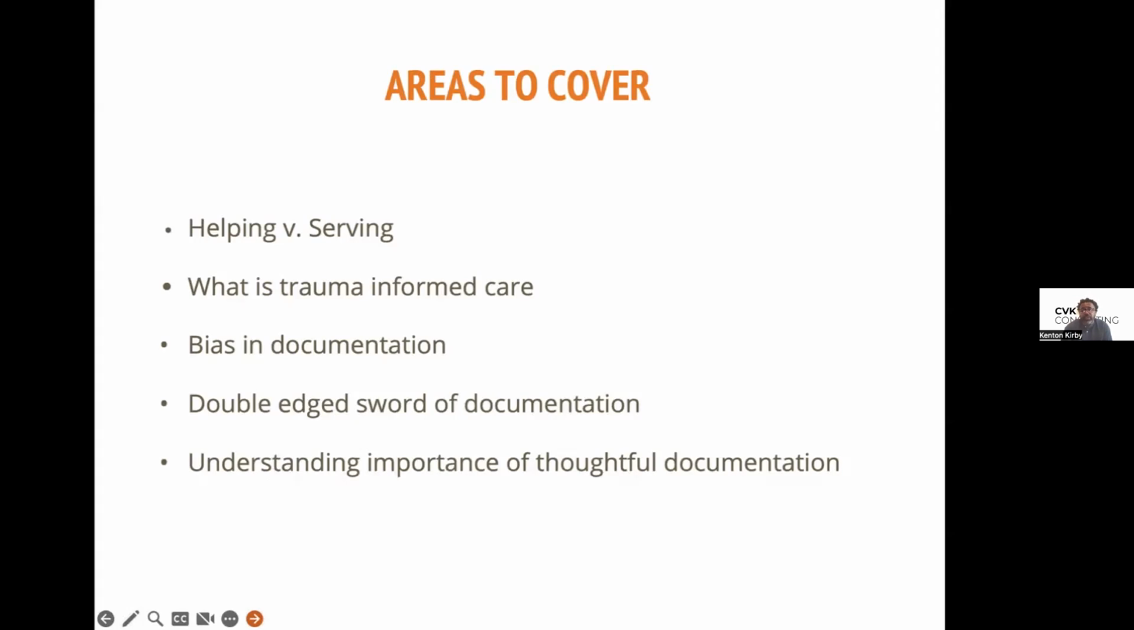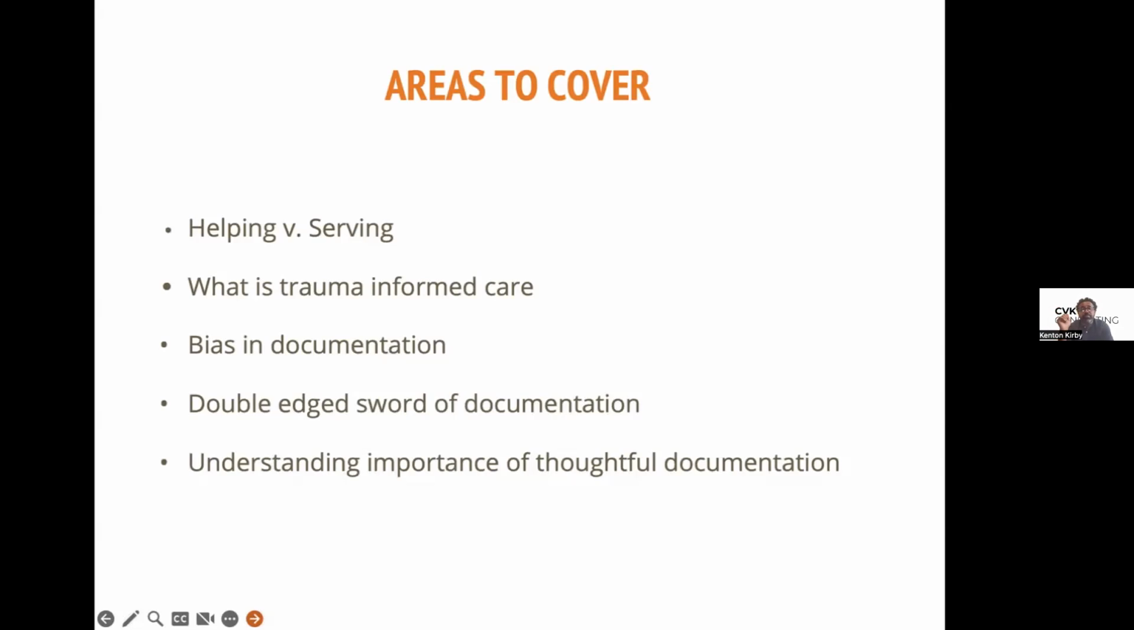What is that exactly? We hear that word all the time, but I bet you if we ask multiple folks, they're going to have different definitions. Also thinking about what sort of implicit biases we may bring into our own actual documentation. And then understanding the double-edged sword of when we document, right? Like the usefulness of it, how impactful it is, but also the other side of what kind of harm or stigma it can also cause.